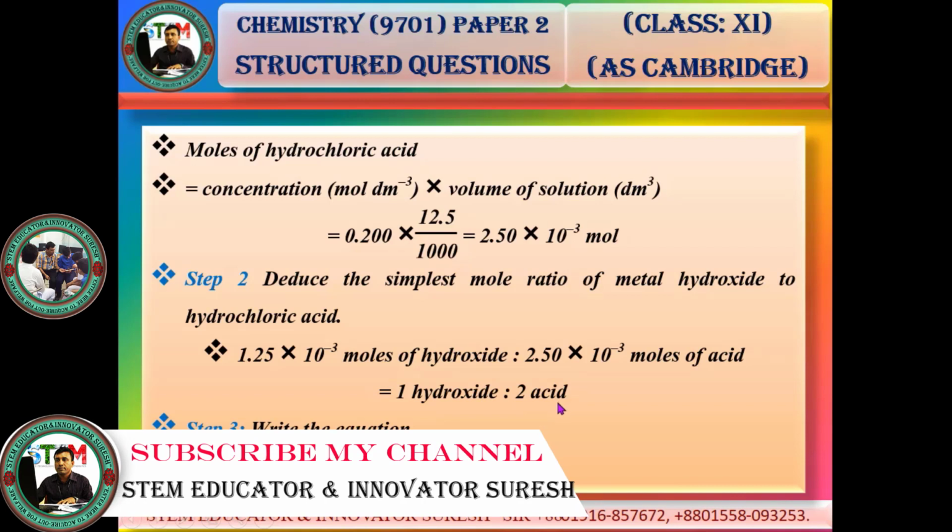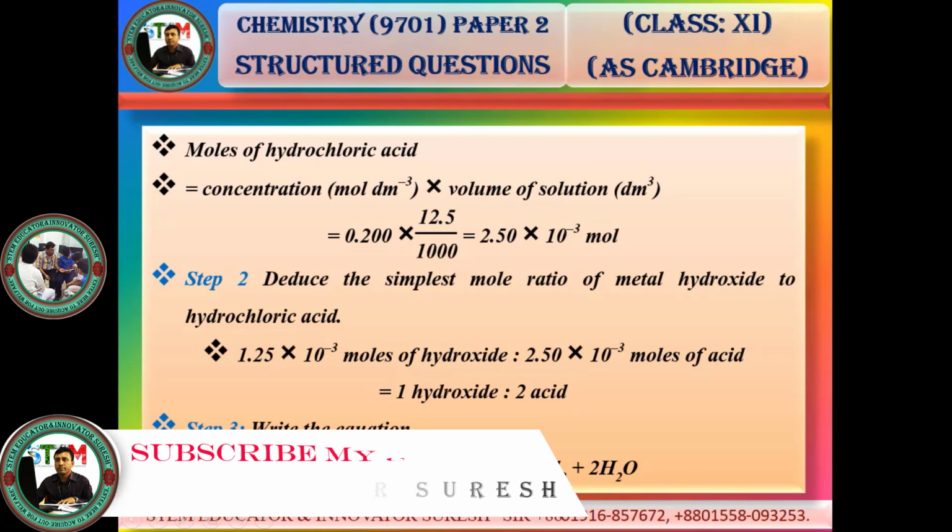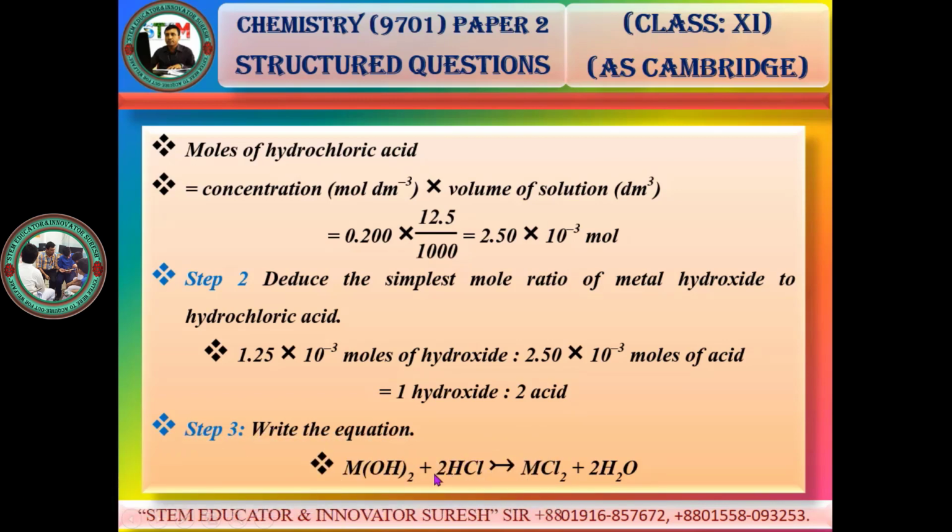So we have to write the equation finally. Metal hydroxide M(OH)2 plus 2 HCl, meaning 2 moles of HCl. So 1 mole of metal hydroxide reacts with 2 moles of hydrochloric acid to form metal chloride plus 2 moles of water.